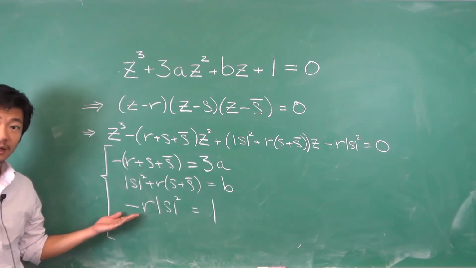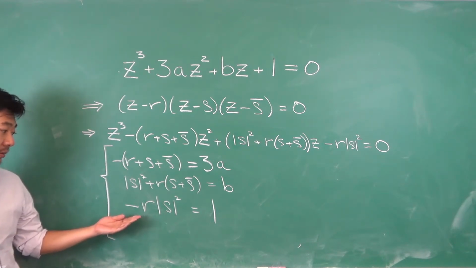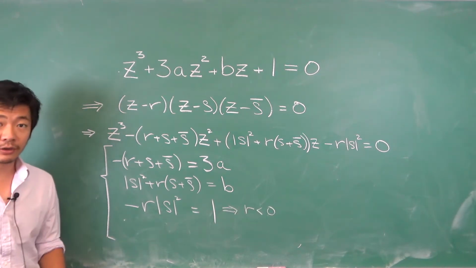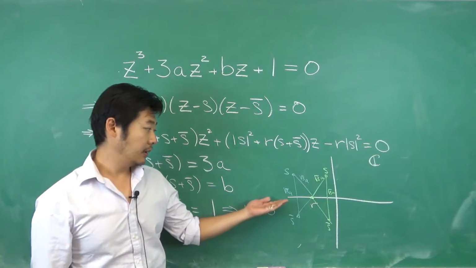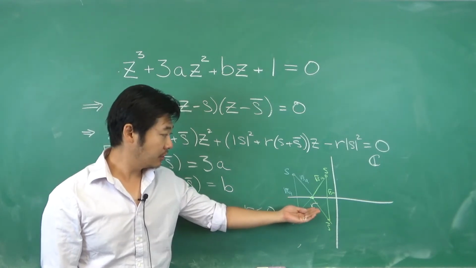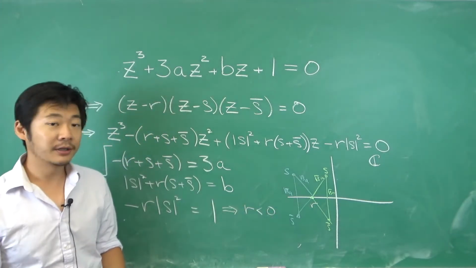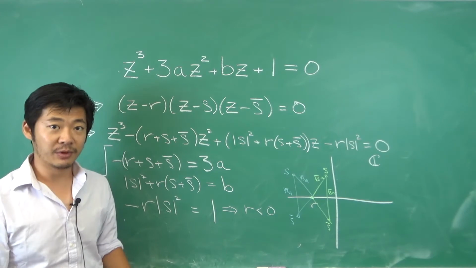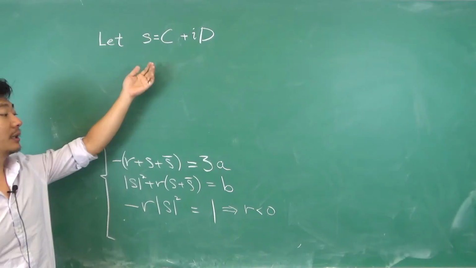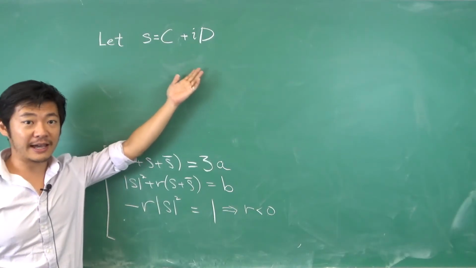From this, we can get that r, the real number, must be negative. So our roots must look like this. It could look like this blue triangle or this green triangle. So now let's investigate a little bit more to see which one it is. Let's let s equal c plus id.